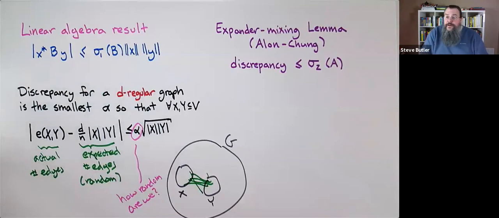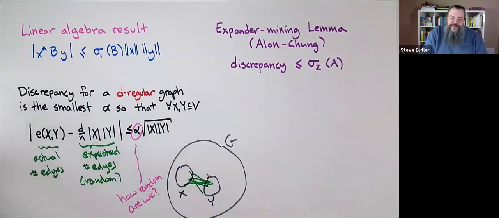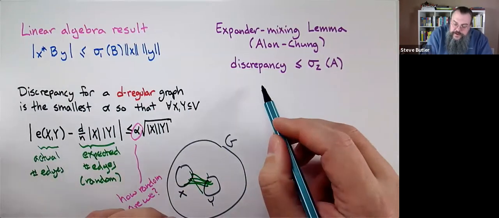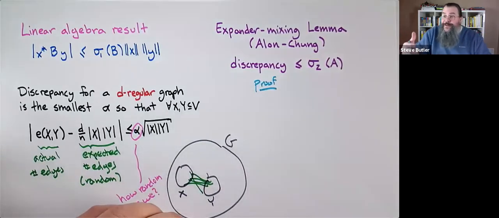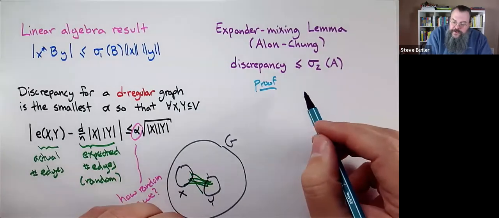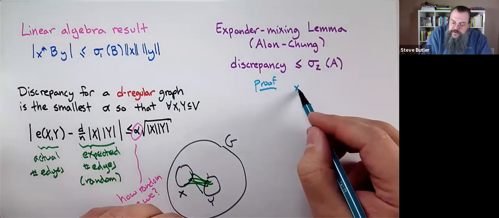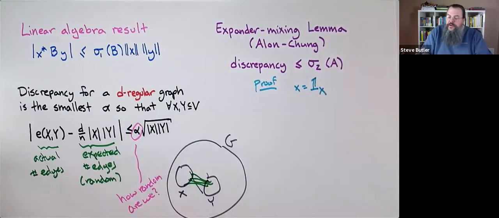All right, well, great. What does this have to do with discrepancy? And the answer is a very simple proof. And of course, every math talk should have at least one proof, right? That's the goal. All right, so what's the proof? Well, you're going to let your vector x be what we call an indicator function. So it's going to be 1 wherever I have a vertex in x and a 0 otherwise. Because remember, we're talking about these vectors as assignments.